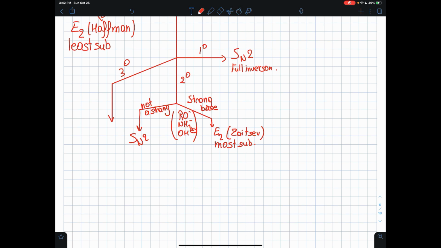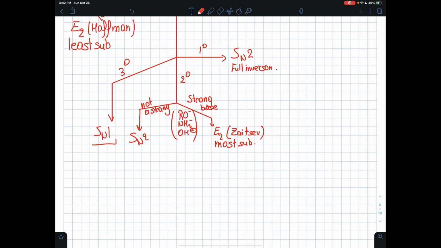Now the tertiary part, well, it's tertiary. Even if you're using a strong nucleophile, you're still going to end up with an SN1. Well, remember, SN1 and E1 come together, so I should just say here, SN1 and E1.